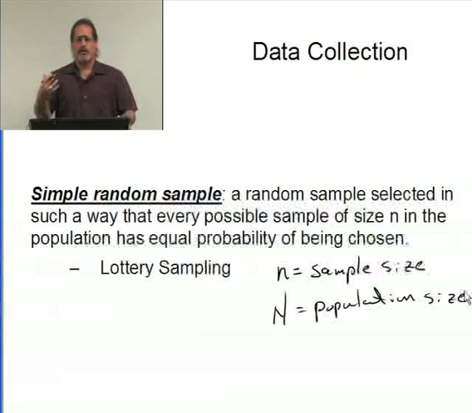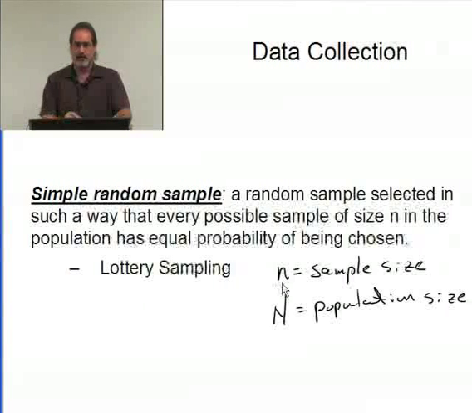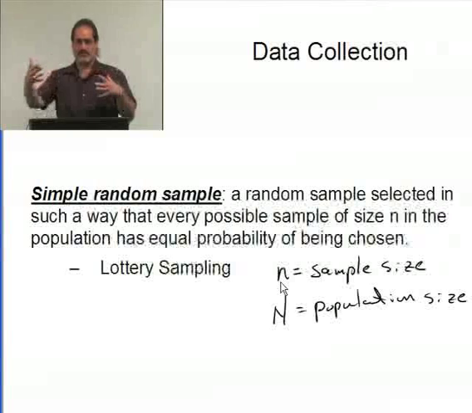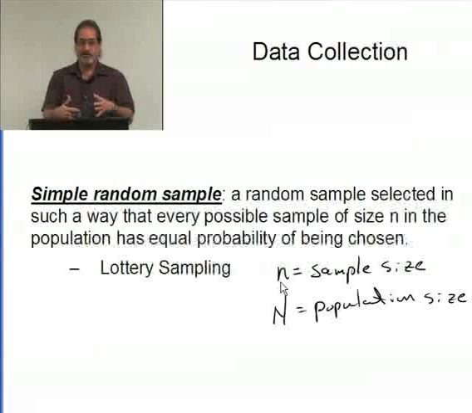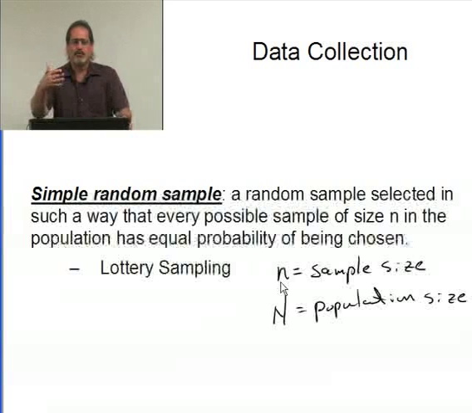That's another possibility. If you think about the different ways you can combine 6 people out of 54, there's a bunch. So the idea behind simple random sampling is that each and every possible group of size little n, in the lottery sample of 6 out of 54, little n would be 6, capital N would be 54, has equal probability of being chosen. Now, how do we do that?